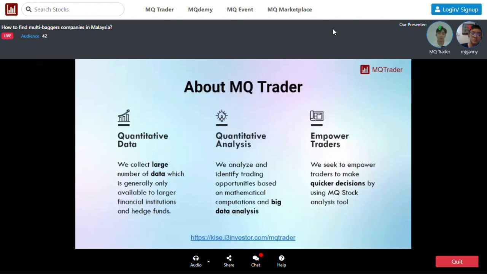All right, so a brief info about MQ Trader. Our full name is Malaysia's Quantitative Trader Group. We are a group of traders that collect quantitative data, which is normally only available to large financial institutions. Using this data, we have developed our own MQ Trader stock analysis tool. We also made it available to our MQ members for free, as our goal is to empower our traders to make quicker decisions with greater confidence during their stock trading journey.